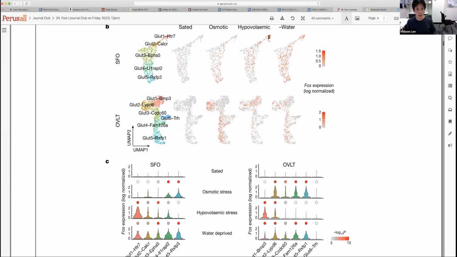Maybe this population here also. And here maybe this. Yeah. And for the osmotic, I might pick this one or this cluster. So they focused in on RXFP1, right? In the next figure.